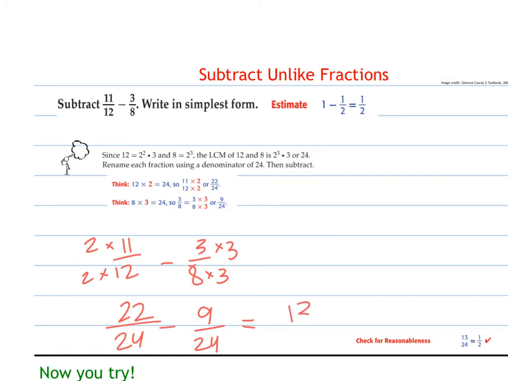22 minus 9 is 13. Keep the denominator of 24. We can always estimate, which is what it's talking about over here, to check to see if our answer is reasonable.